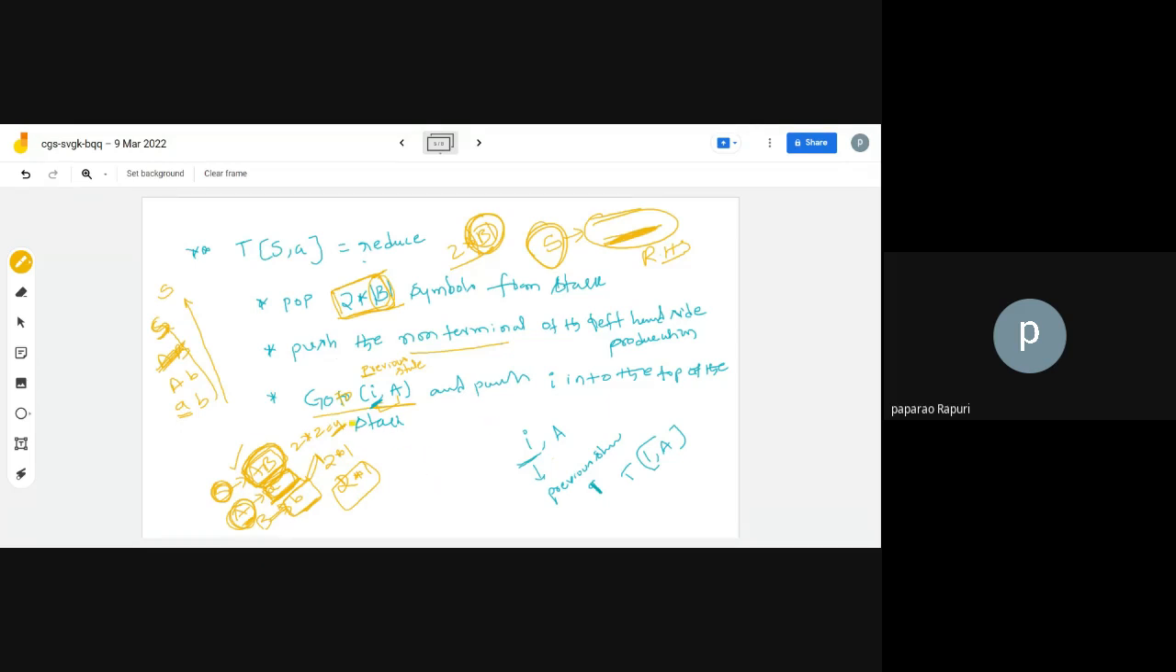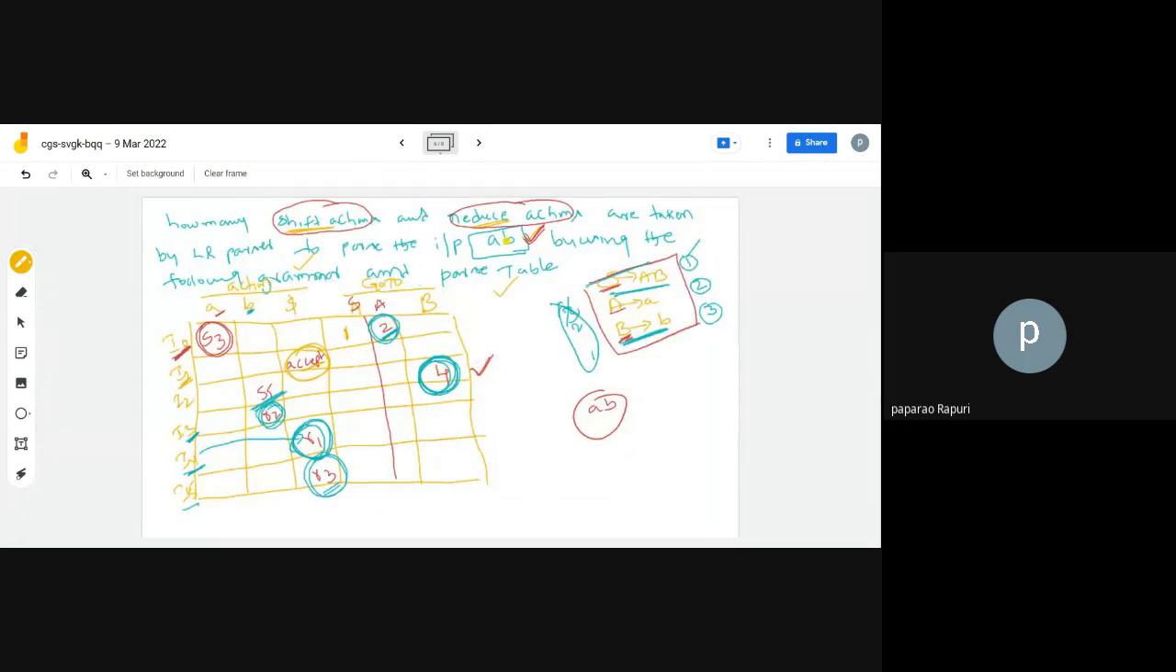After that, we need to push I. Sir, how can we find the I? I is nothing but the previous state of I comma A. So with this, we can find the previous state. After that, we can perform these things.